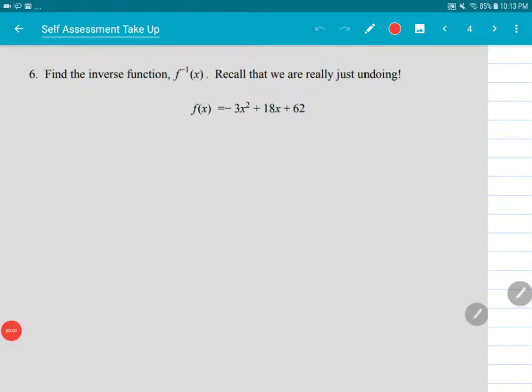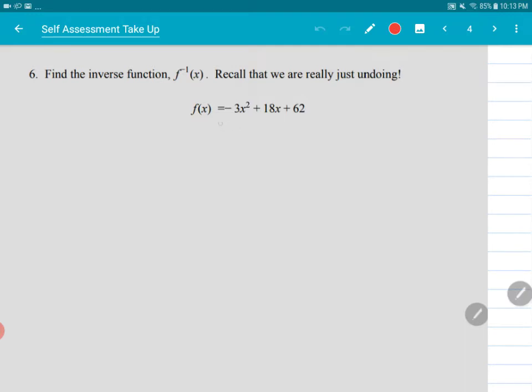Question 6 asks us to find the inverse function, f inverse of x. Recall that we are really just undoing. So if we look at this quadratic equation, we know that it doesn't really tell us anything. We don't know how to undo yet. There's multiple x's. It's way too complicated. So the first thing that we have to do is complete the square. So let's go ahead and do that. You're welcome to pause the video if you're doing this with me, or check your answer, but we're going to complete the square.